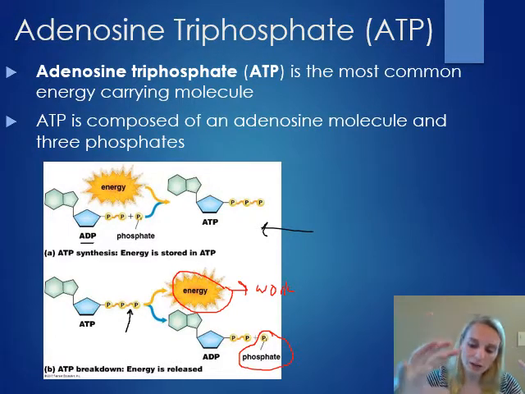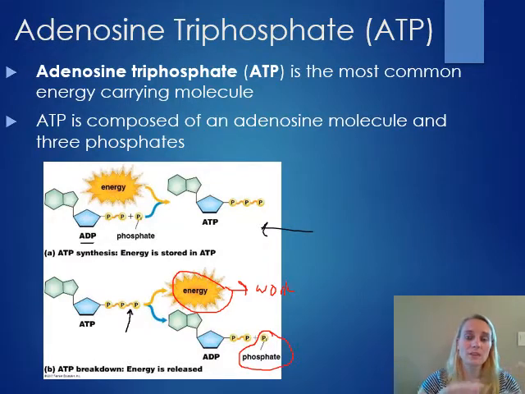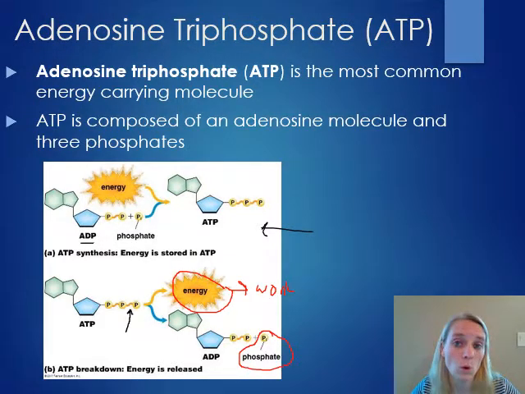So whenever we cram that third phosphate group on there, think of that as tightening up the spring, or putting energy into the spring, this coil. It's got a lot of potential energy now stored in that third phosphate bond. And so when we break that off, we are releasing a whole bunch of that stored energy.